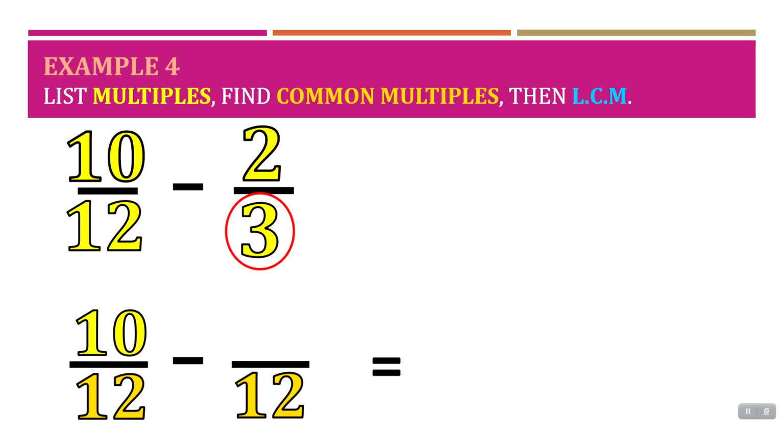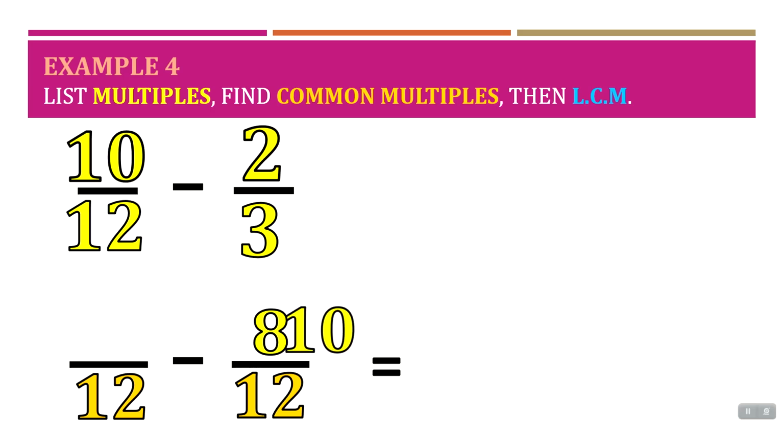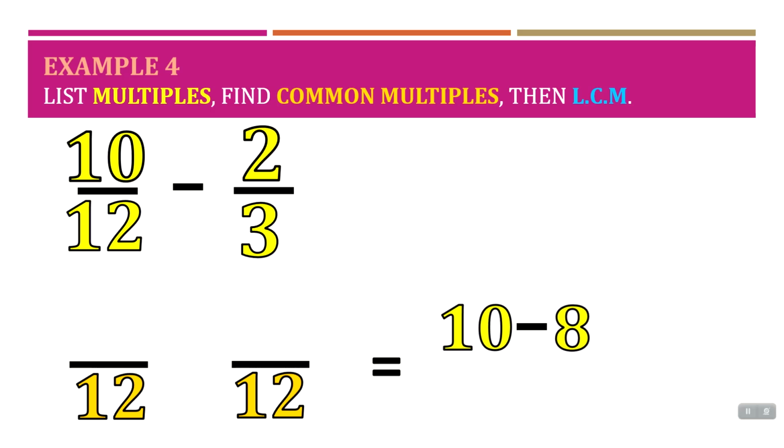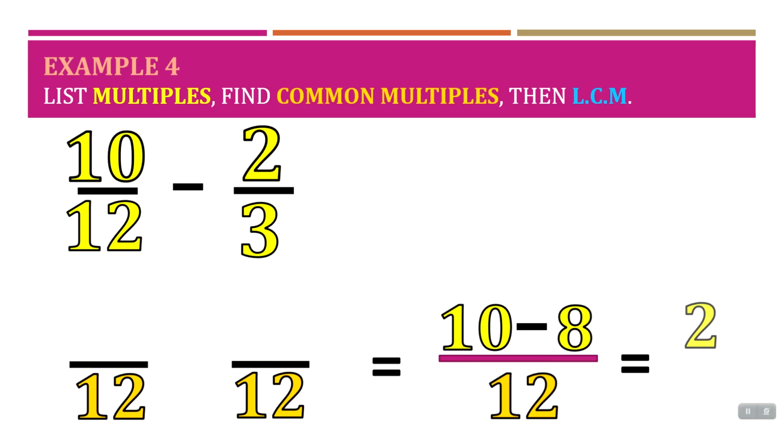Now we look at the number 3. 3 times 4 is 12, and 2 times 4 is 8. Therefore, we take the numerators 10, take away 8, and we keep the same denominator of 12. We know that 10 take away 8 is 2. We keep the denominator of 12. Again, I know that 2 and 12 are in the 2 times table, and so therefore I can divide both by 2. But let's list the factors of each just to make sure.